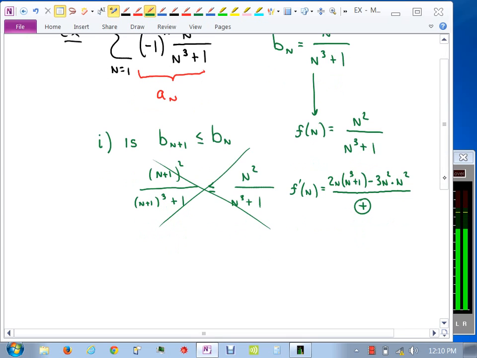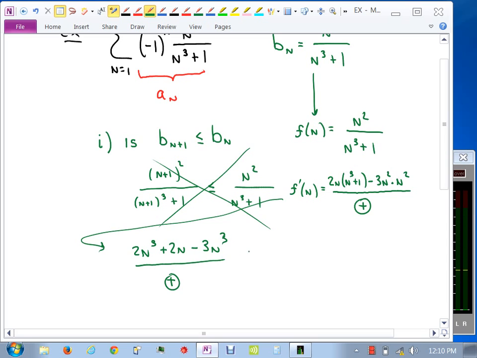All right, let me try and clean up that numerator. I'm kind of running out of room, so I'm doing it over here. I've got 2n cubed plus 2n minus 3n cubed, all over a positive number, which is 2n minus n cubed. It's to the 4th, yeah. I don't know why I put cubed. Thank you. Y'all see that? 2n to the 4th? All I did was distribute and then put these two together. All over a positive number. Yes.